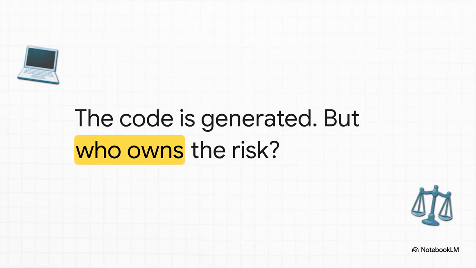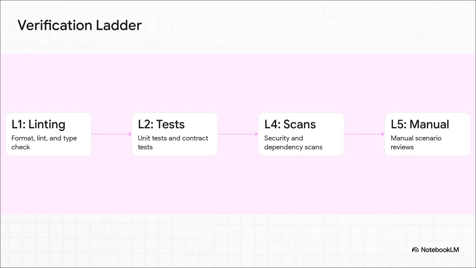Chapter 4 shifts to development, asking a supercritical question. If the code is generated, who owns the risk? To manage this, implement a verification ladder. This scales your review depth aggressively based on the feature's specific threat level.